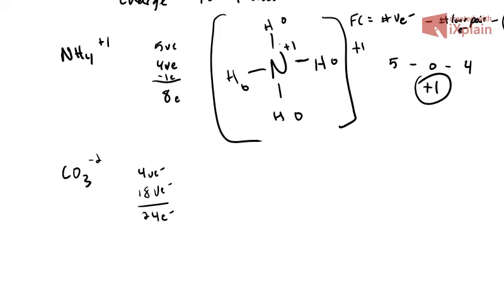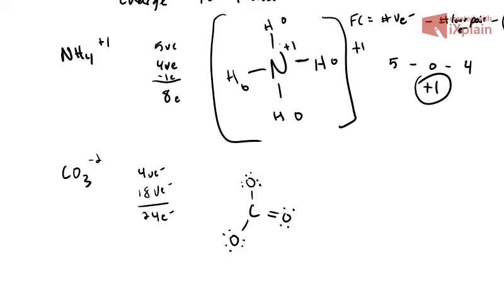Now, when we draw this, we have C, double bond O, and two single-bonded O's. We have to count the bonded electrons first. So we have 8 bonded electrons, and that means we have 16 electrons left. So we have 1, 2, 3, 4, 5, 6, 7, 8, 9, 10, 11, 12, 13, 14, 15, 16. There we go. Now, we want to look at the formal charges of each of these.